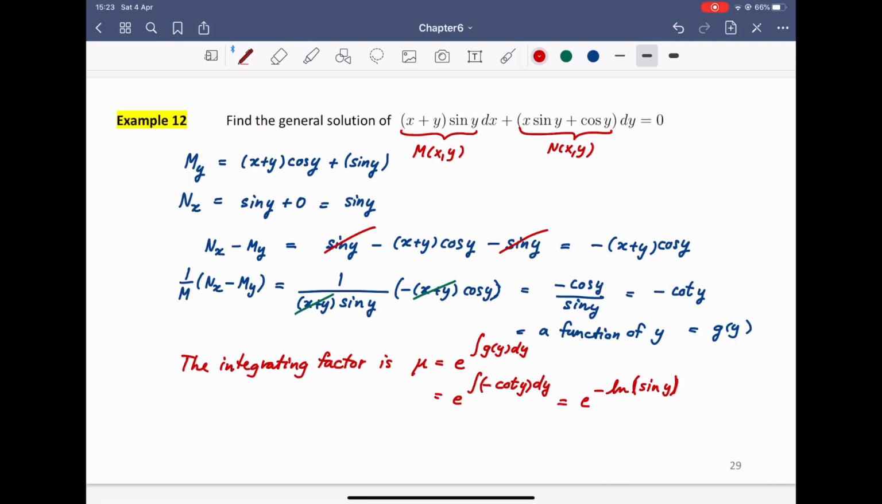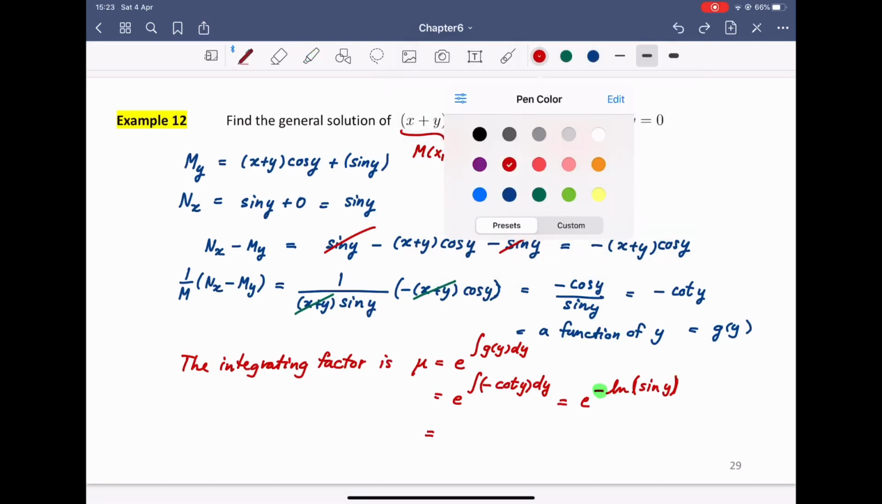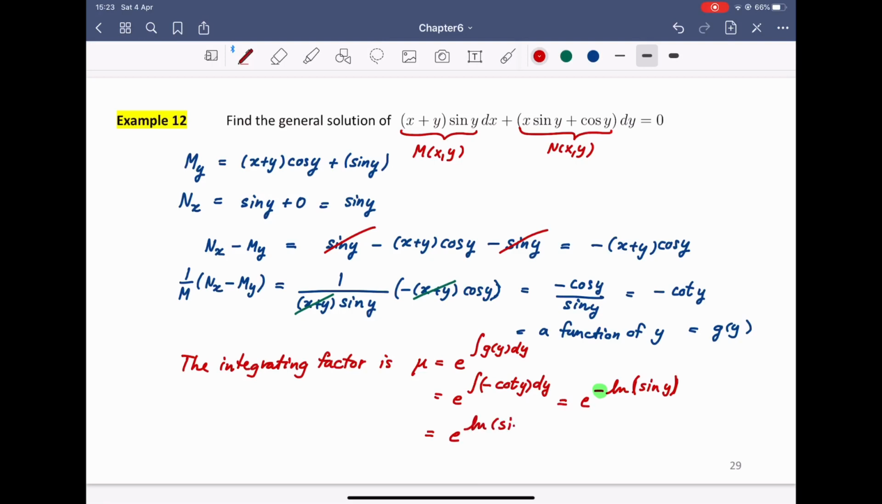So here, I can move the negative sign up to the exponent. So what I'm going to get is e to the log of sine y raised to the negative 1, right? And then that will be just 1 over sine y, because e and log cancel. So I have sine y to the negative 1, and that is 1 over sine y. So this is my integrating factor. We're going to multiply this to the original equation, and then it will turn into an exact differential equation.